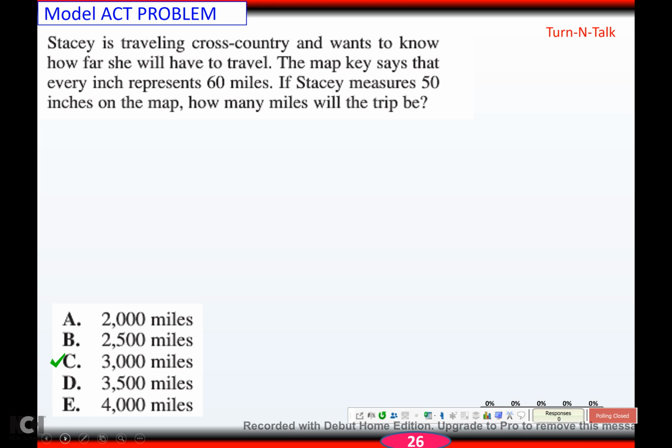All right, Stacy's traveling cross country and wants to know how far she'll have to travel. The map key says that every inch represents 60 miles. If Stacy measures 50 inches on the map, how many miles will the trip be? So it's a classic proportion problem.